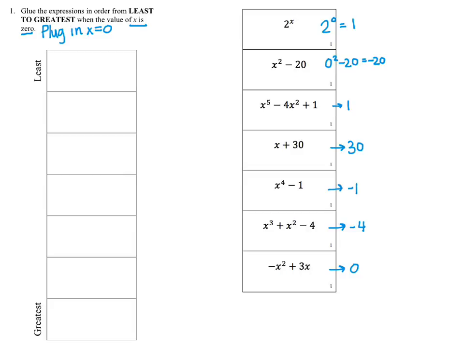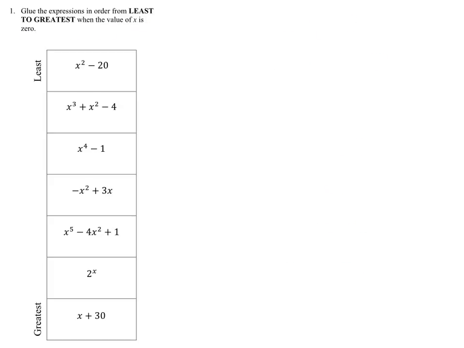So all I need to do now is put these in order from smallest to biggest. You will notice that 2 to the x and x to the 5th minus 4x squared plus 1 do give me the same answer. So it doesn't matter what order I put them in. I could have also switched those and would have been just fine.